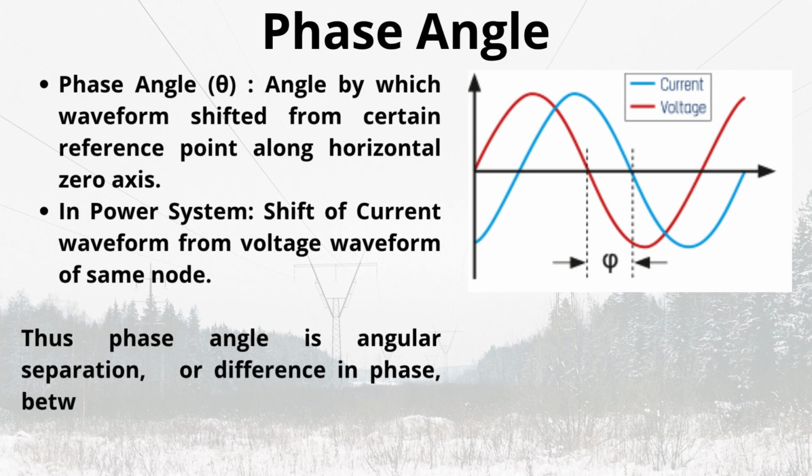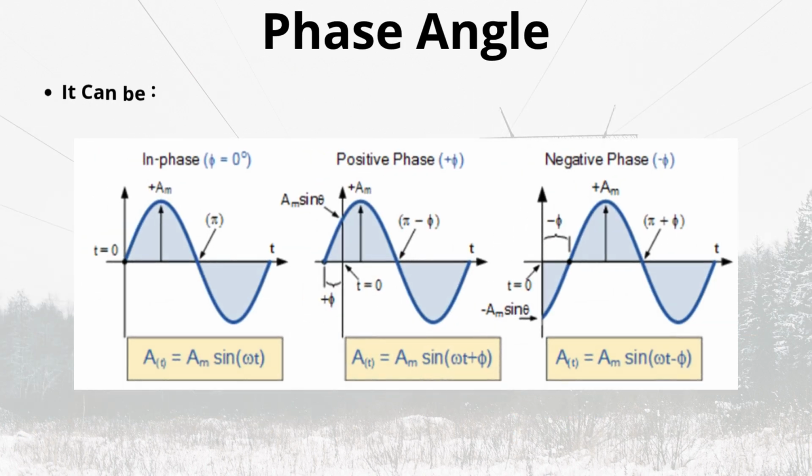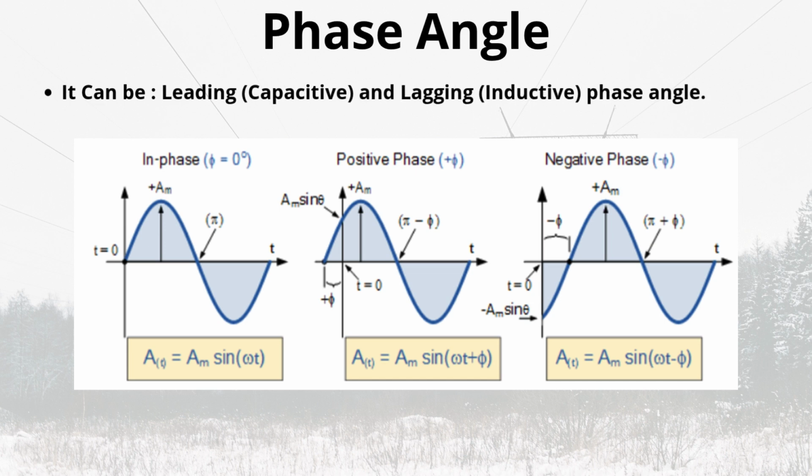Got it. And for this measurement to actually mean anything practical, you absolutely have to be measuring voltage and current at the same node. Makes sense. And they must be at the same frequency. That's non-negotiable. Okay. And this is where we get into leading and lagging, isn't it? Like capacitive loads make the current lead the voltage. Right, capacitors tend to inject reactive power, pushing that current waveform slightly ahead in time. And inductive loads do the opposite. They make the current lag behind the voltage. Thinking motors, transformers, that kind of thing. Precisely. Inductive loads consume reactive power.